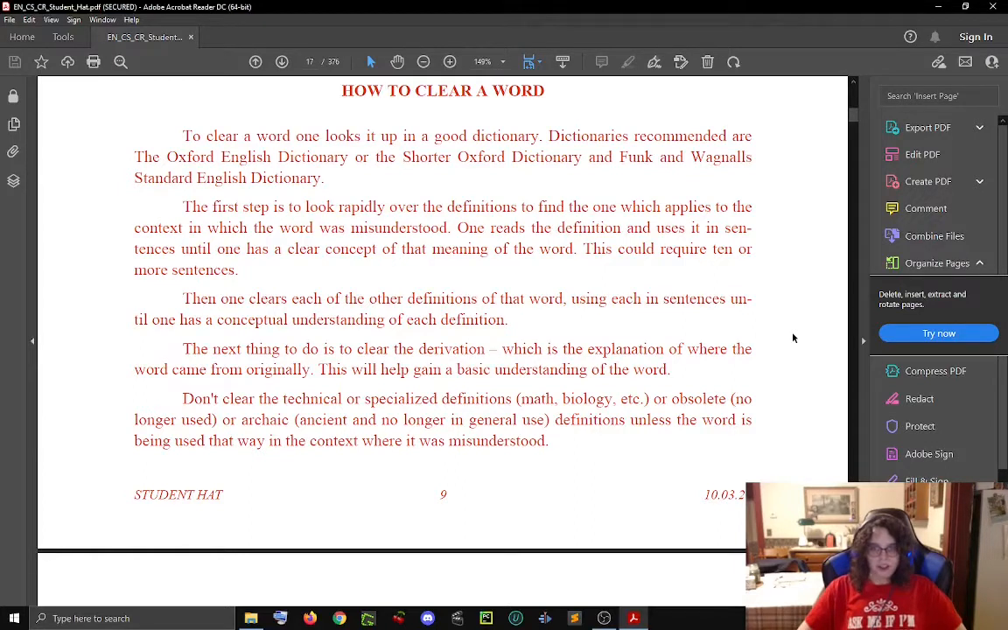Okay, so the first thing you have to do, you have to find the definition that applies to you, makes sense. But the fact that you have to use it in sentences until you have a clear concept, usually the example sentence in a dictionary, if there is one, helps to clear it up. This could require 10 or more sentences. Can you imagine sitting there and going through each definition in the dictionary and coming up with about 10 sentences each just to try to understand them, and then going into the derivation of the word itself? Something that, I don't think anyone ever does. I'm sure you can understand why this can take up so much time in a student's coursework.